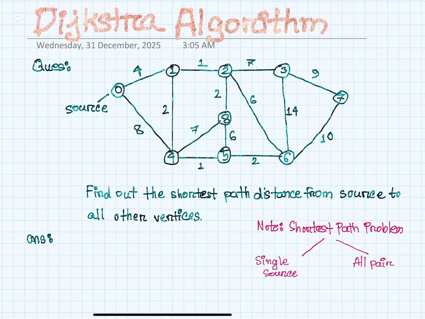There are two types of shortest path problems. First, single source shortest path problem, meaning you will be given a single source and you would have to find out the shortest distance from that source to all other vertices. It can be solved using Dijkstra algorithm or Bellman-Ford algorithm. The second one is all pair shortest path problem. You'd have to consider every vertex as the source vertex and find out the shortest distance to all other vertices. And it can be solved using Floyd-Warshall algorithm.